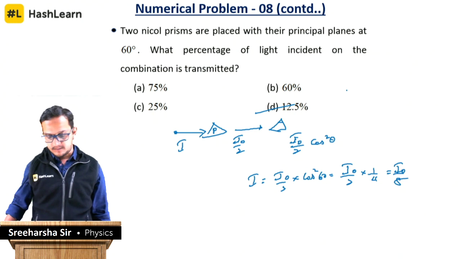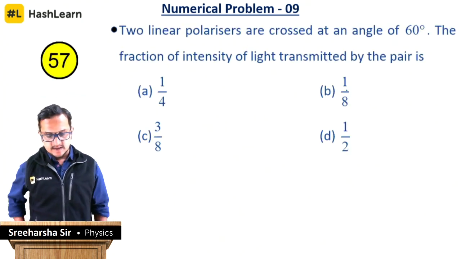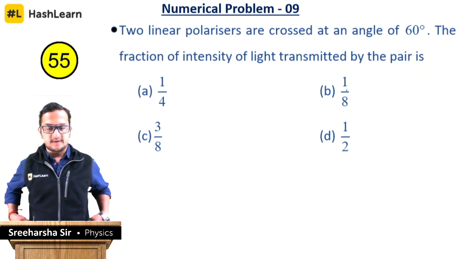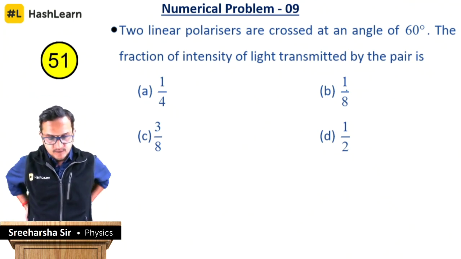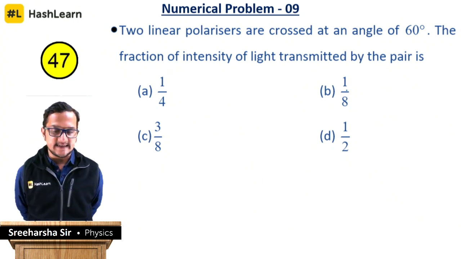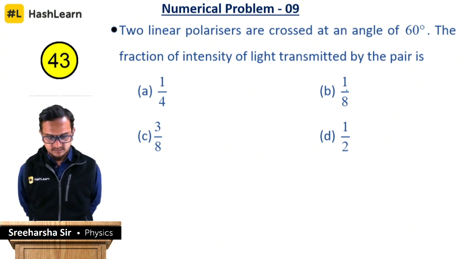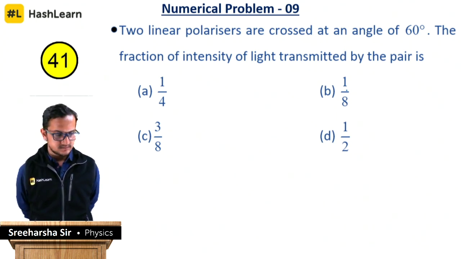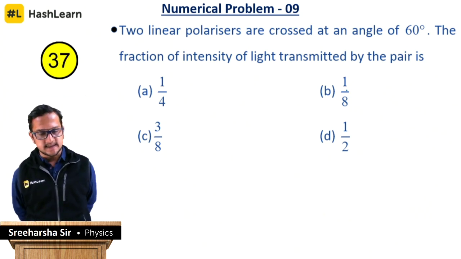Now we have the next problem on the screen. Two linear polarizers are crossed at an angle of 60 degrees. The fraction of intensity transmitted by the pair is 1/4, 1/8, 3/8 or half. Which is the correct answer? I think you don't need 60 seconds to solve this. You can solve it in less time.